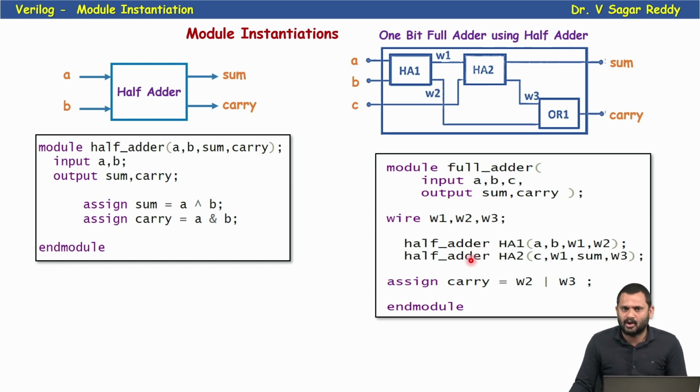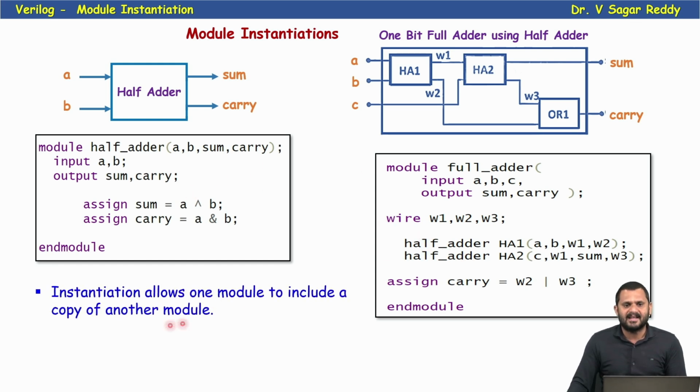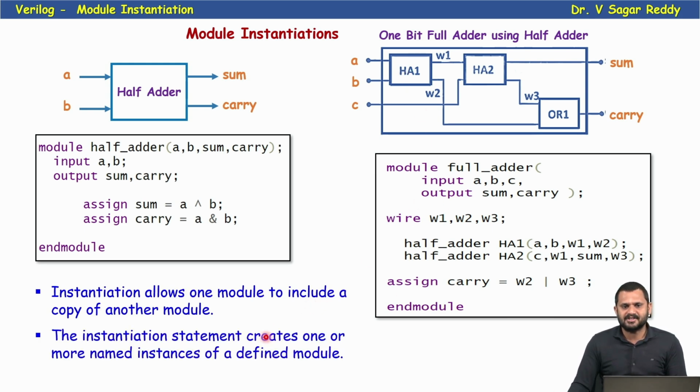I hope you understand how to instantiate one module in another module. Now see, instantiation allows one module to include a copy of another module. We are just copying the half adder into the full adder. Clear? And the instantiation statements create one or more named instances of a defined module. So here there are different instances, HA1 and HA2, for a given half adder module. I hope you understand how to instantiate one module in another module in Verilog.